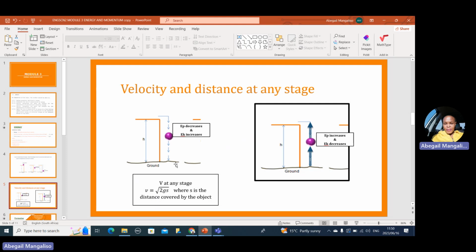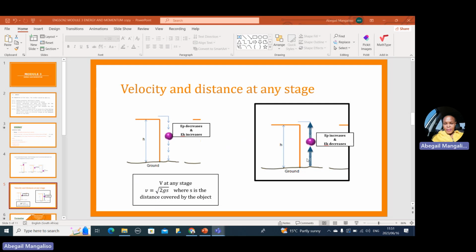Now the formula to calculate that velocity at any stage is v equals the square root of 2gs. And this s is the h, or the height. It is the distance that is covered by the object. If it's going down, it will be this distance that is covered by the object. But look at the picture on the right-hand side.